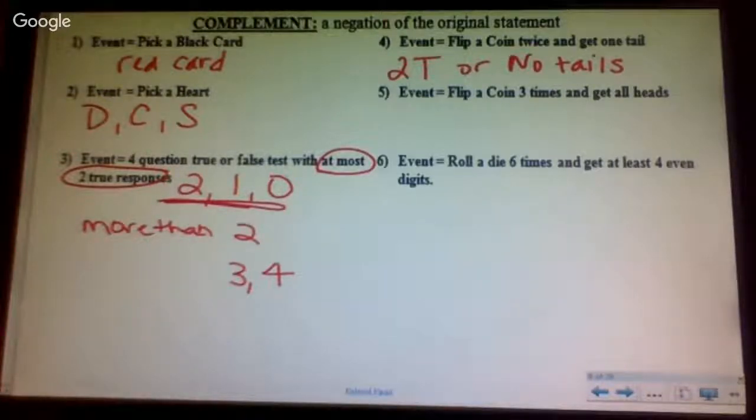Flipping a coin 3 times and getting all heads. No heads. So I can get no heads, 1, 2, and 3. Alright, that's 3. 2, and stop there because that is 3.